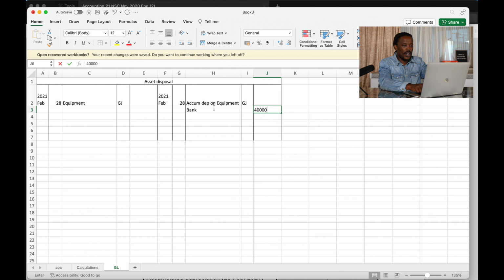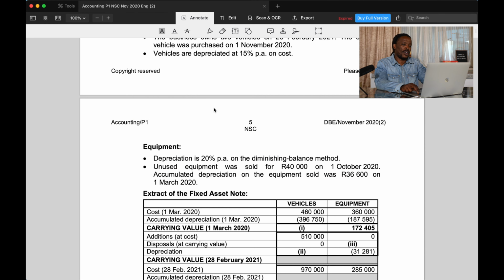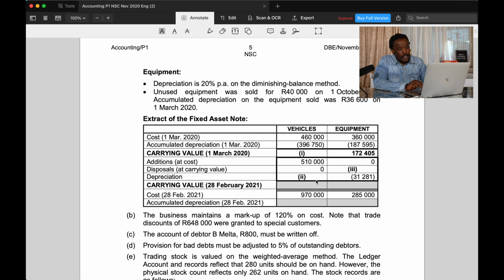There's something also that I want to show you here on this question in terms of vehicles and equipment. Let's look at the vehicles for just a few seconds. It was 460,000. They added vehicles of 510,000. And now we have 970. Where does 970 come from? It is 510,000 plus 460,000 because they added. But in the case of equipment, the cost price was 360,000, so much so that they sold at cost, and now the cost price is 285. Here in vehicles it increased, but on equipment it decreased.